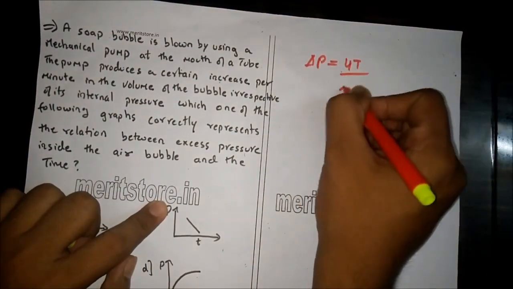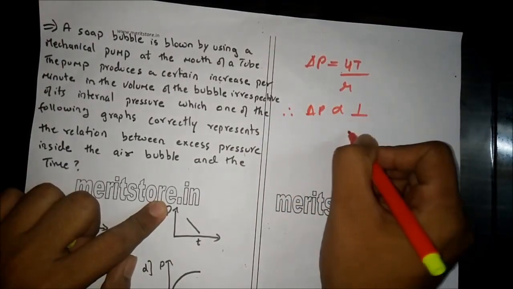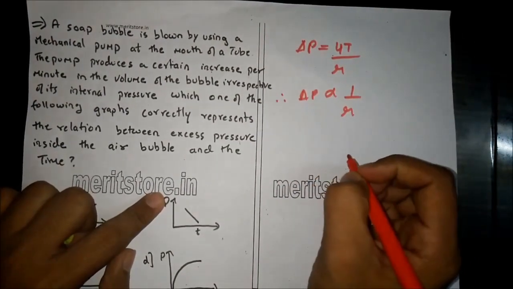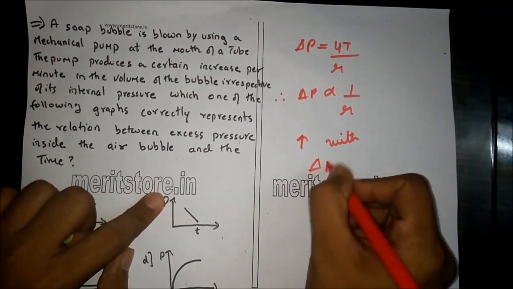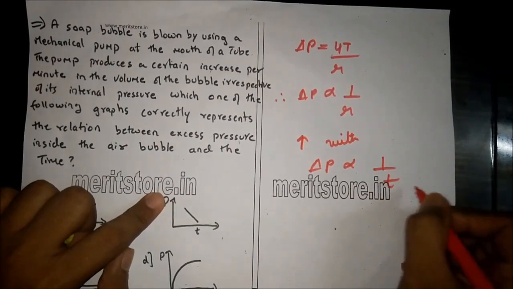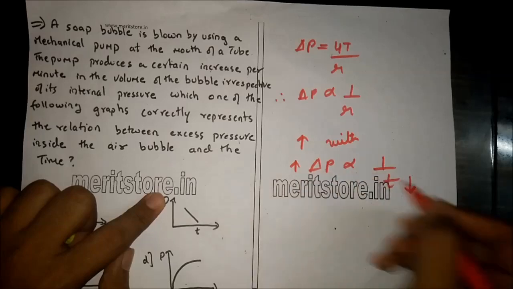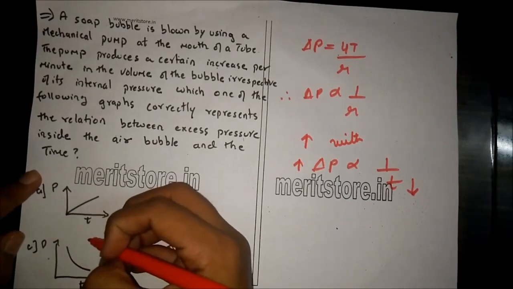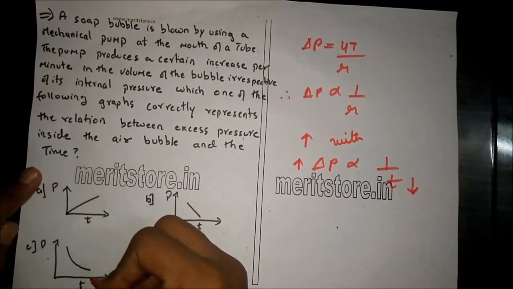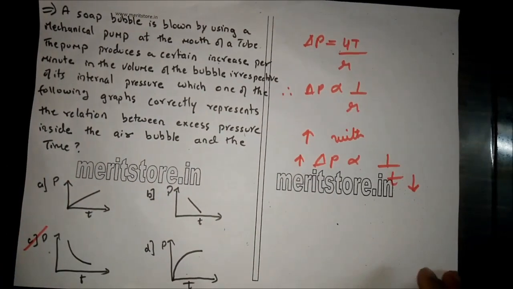Now we know that the excess pressure is given by the formula delta P is equal to 4T upon R. Therefore we can say that the excess pressure is inversely proportional to R. Now, as the radius of the soap bubble increases with time, delta P is inversely proportional to time. That is, if time decreases, delta P will increase, and if time increases, delta P will decrease. So, graph C perfectly shows the relationship between pressure and time. Therefore, C is the correct option.